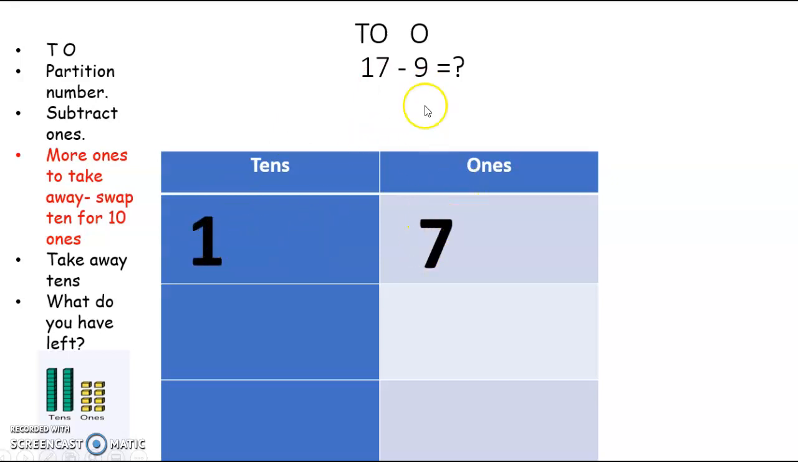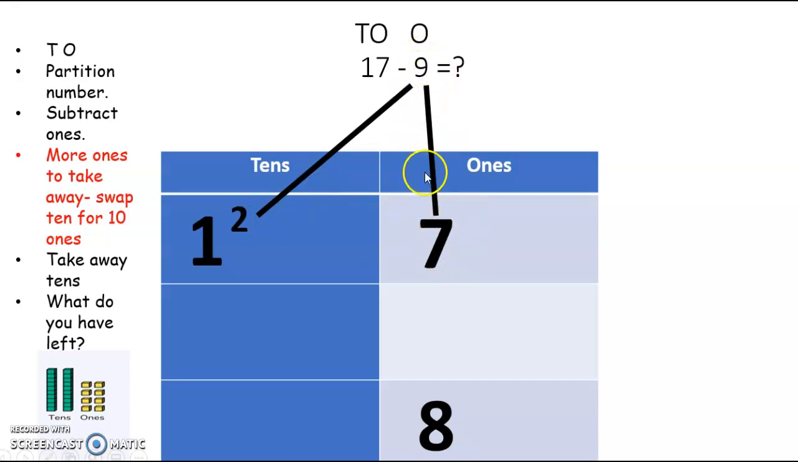Now looking at this, I can take away 7 and I'll get just the 10. So I'll just have the 10 left. Now, if we take away 2 more, we get 8. Because 2 add 7 equals 9.